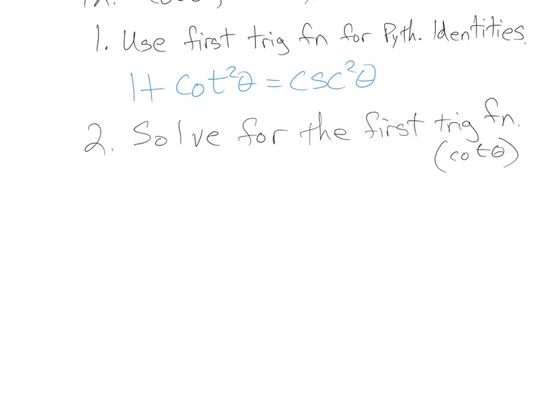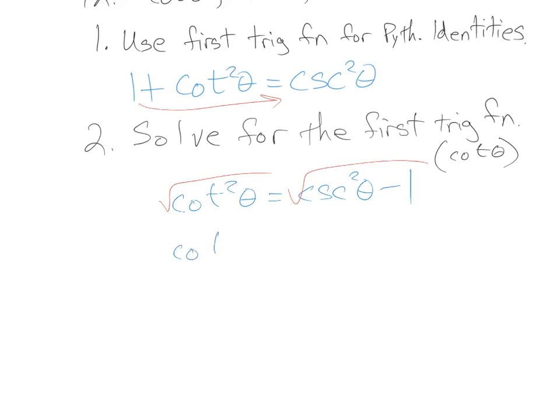So what we're going to do now is the 1 needs to be moved across. So this is going to be the cotangent squared of theta equals cosecant squared of theta minus 1. You with me? Now you take the square root of both sides. And you get the cotangent of theta equals the square root of cosecant squared of theta minus 1. When you take the square root, that's plus and minus, positive and negative.